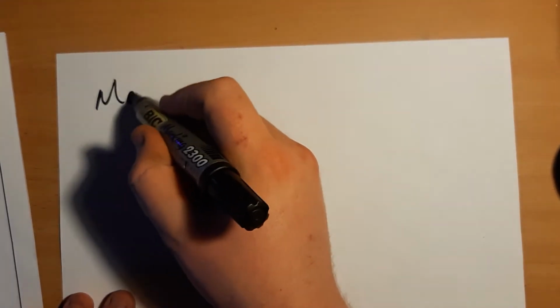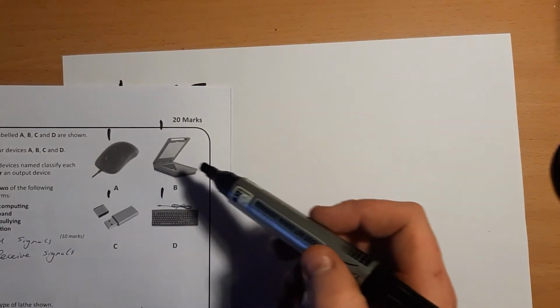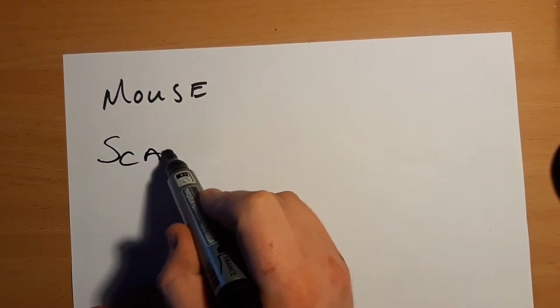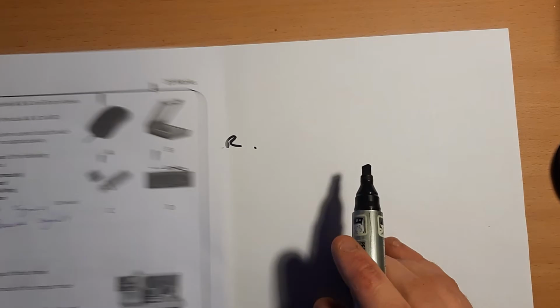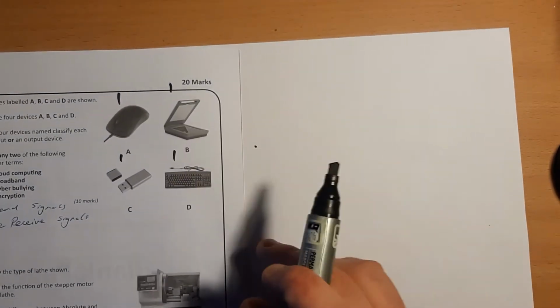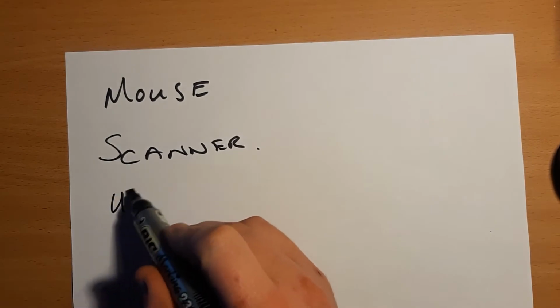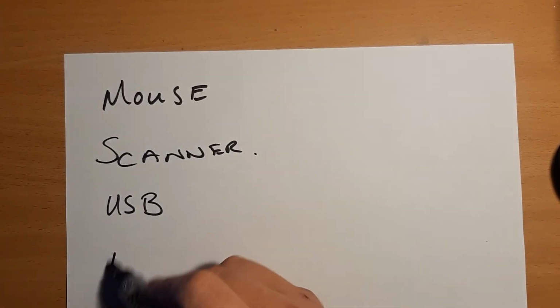So the first one you had is a computer mouse. Second one there is a scanner, for scanning in documents. So if I wanted to scan this in as a photograph on the computer, I'd use a scanner. Next one is a USB storage key. And the last one is a keyboard.